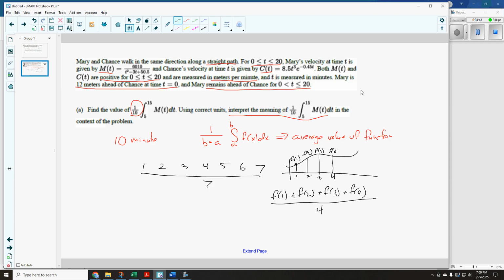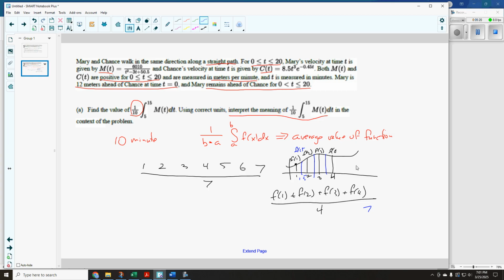And I would have an estimate of the average value. And I think you can see that if I added in f of 1.5, and then f of 2.5, and f of 3.5, I would get a closer estimate because I would have more values, and I'd be dividing by a higher number, in this case 7, and I would have additional values in here, and I would get a closer estimate of the average.